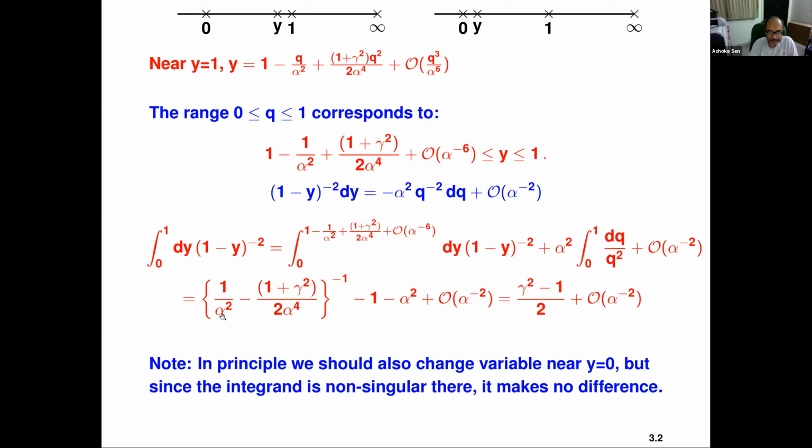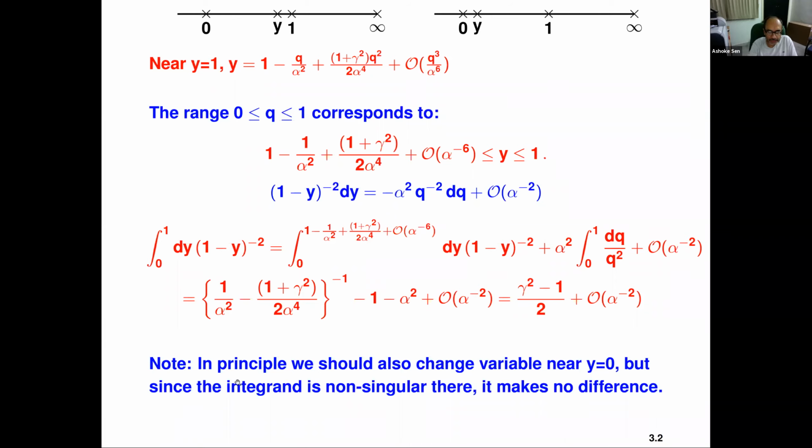And if we now expand this in the large alpha limit, the leading order term, alpha squared, just cancels. There's a constant piece. That constant piece combines with this minus 1 to give you gamma squared minus 1 over 2. So that's the answer we find from this integral.